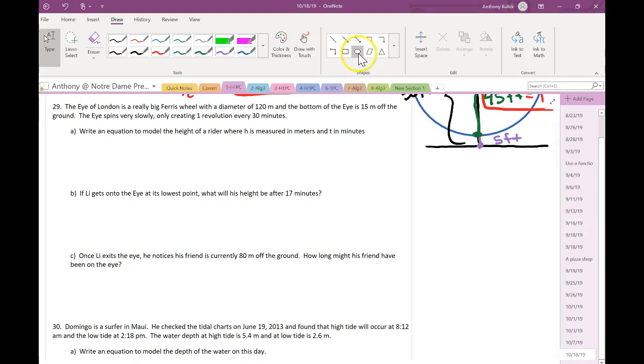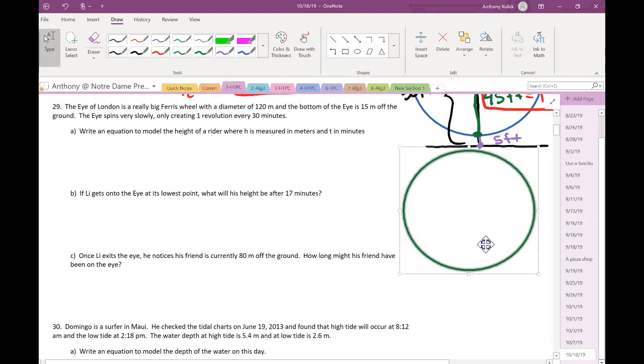All right, the next one is another Ferris wheel problem.